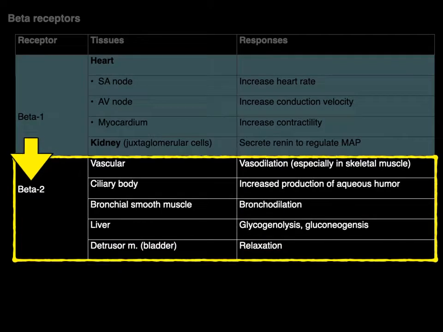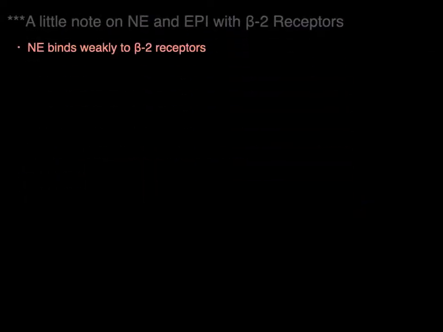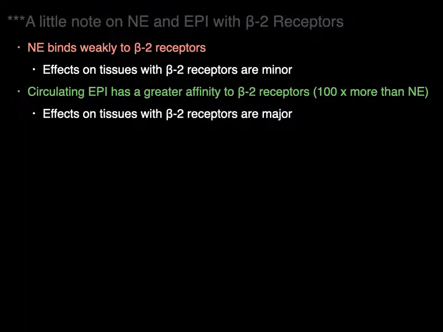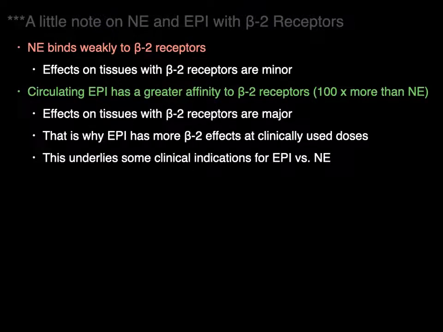Now let's talk about beta 2 adrenergic receptors. But first, a little note on norepinephrine and epinephrine with beta 2 receptors. Norepinephrine binds weakly to beta 2 receptors, and so its effects on tissues with beta 2 receptors are minor. Now, in contrast, circulating epinephrine in the blood has a greater affinity to the beta 2 receptors, like 100 times more than norepinephrine, and so its effects on tissues with beta 2 receptors are major.